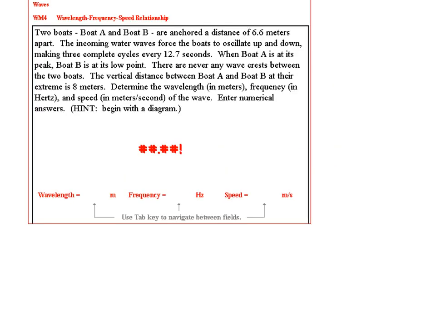This may remind you of a mop that you've seen before with a couple of boats, and they're described as being anchored in the water somewhere with waves going by. And they give a hint that they have given before, and that is to draw a diagram to start this one. So a simple series of crests and troughs like this would be helpful.